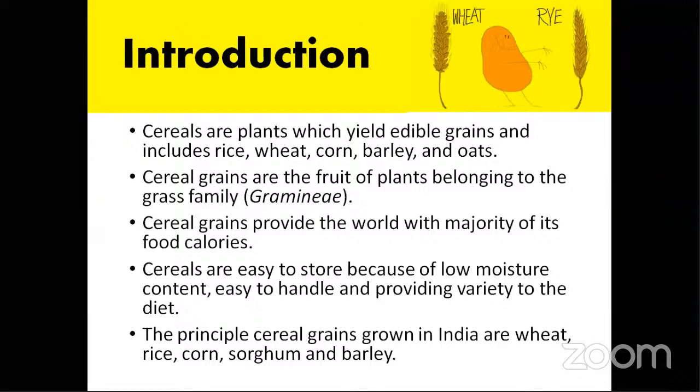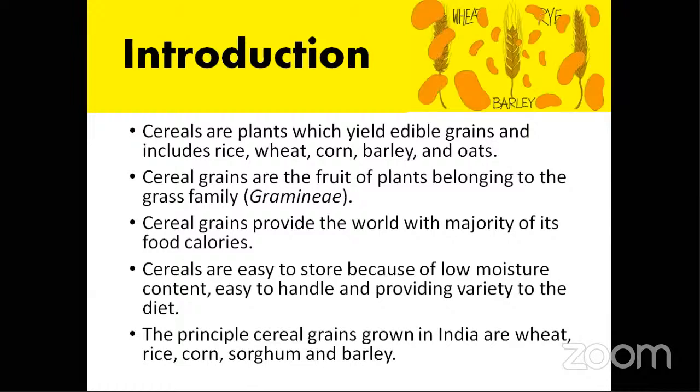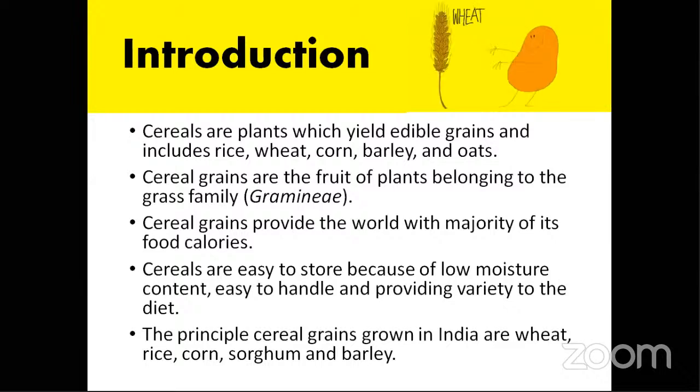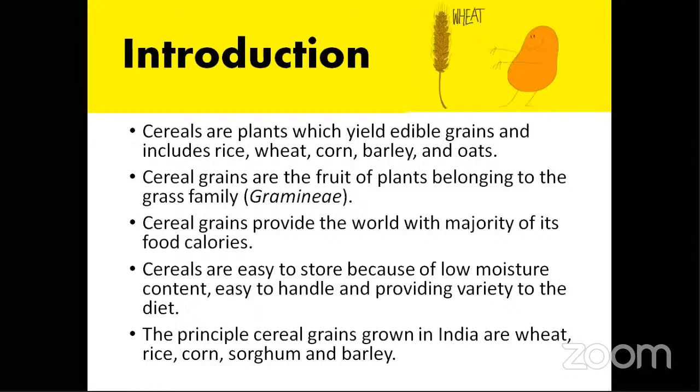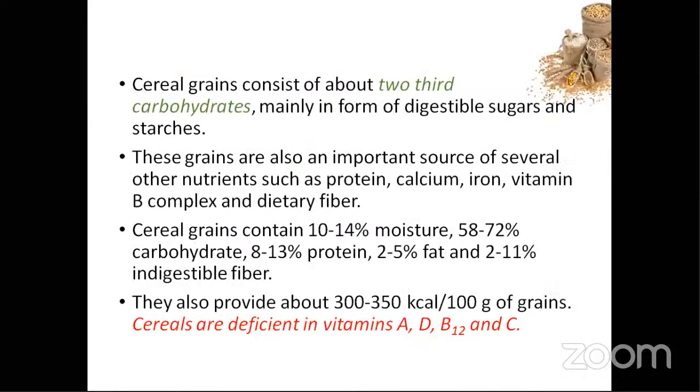They are the major contributor to the food calories which we consume. Apart from that, cereals are quite easy to store because they have low moisture content. They can be handled easily and they also give variety to our diet. The major cereal grains grown in India are wheat, rice, corn, sorghum and barley, and oats are also there.